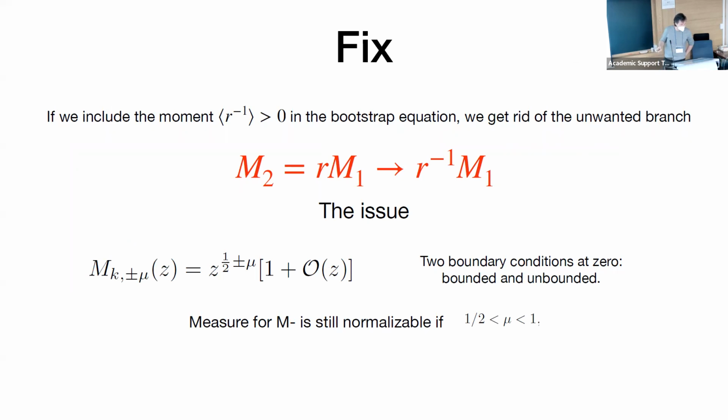What's the fix for that? If you include the moment R to the minus 1 in the bootstrap equation, so instead of doing R times M1, you specify that you shift things by 1 and include the 1 over R. That fixes the problem. And the issue is that these hypergeometric functions that depend on 1/2 plus minus mu, when you have Z to a negative power, you can still have an L2 normalizable wave function, but it's singular at Z equal to 0. And if it's singular at 0, the measure might be okay, but then things like inverse powers of 1 over r might start behaving badly, or 1 over r squared will behave very badly.